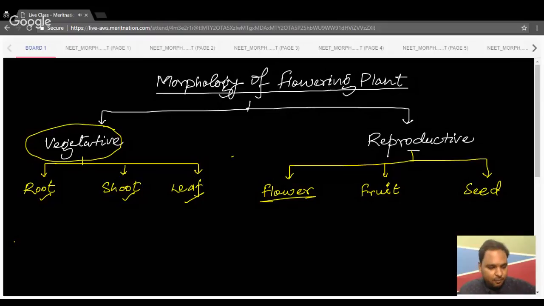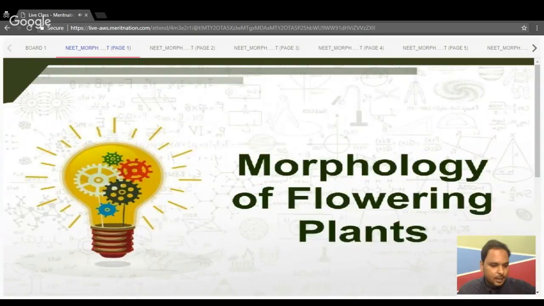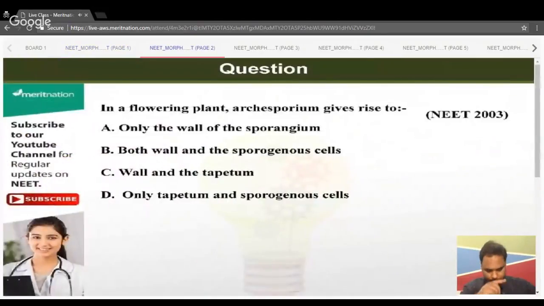So I'll start from the very first question, everyone. Please be ready, and here it is. I'm starting with a very general concept. In a flowering plant, archesporium gives rise to... All those people who have studied plant reproduction can easily answer this question, because it's the development of your gametophytes, basically, right, everyone?